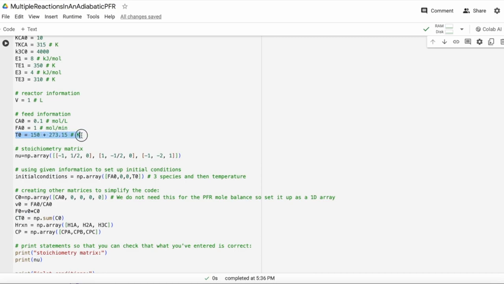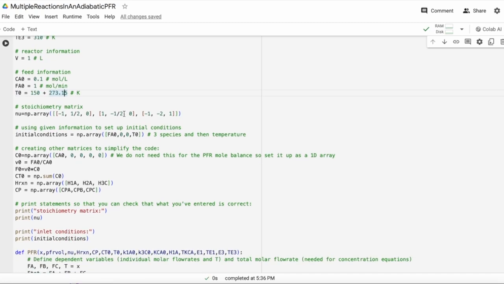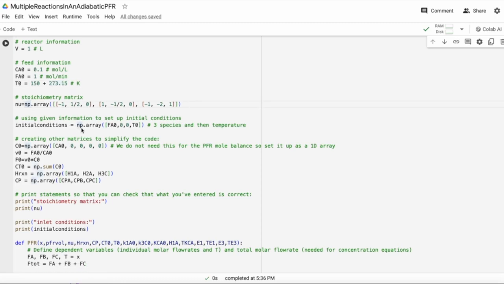I have to supply an initial temperature because this is a non-isothermal PFR. I'm told it's 150 C, so I'm just going to add the 273.15 to that to get Kelvin. I enter in my stoichiometry matrix. We're used to doing that. And I'm also going to set up my initial conditions.